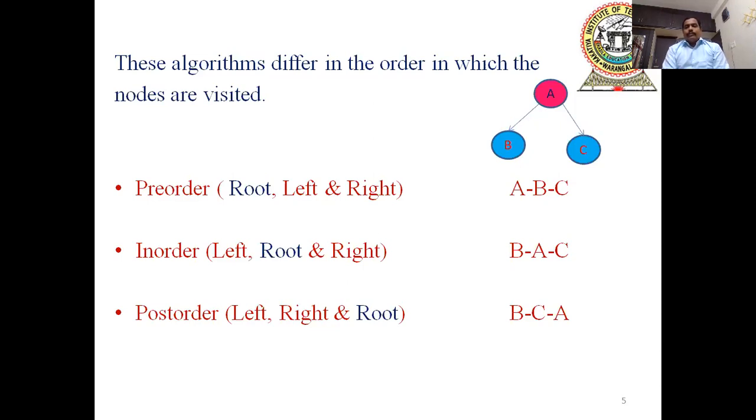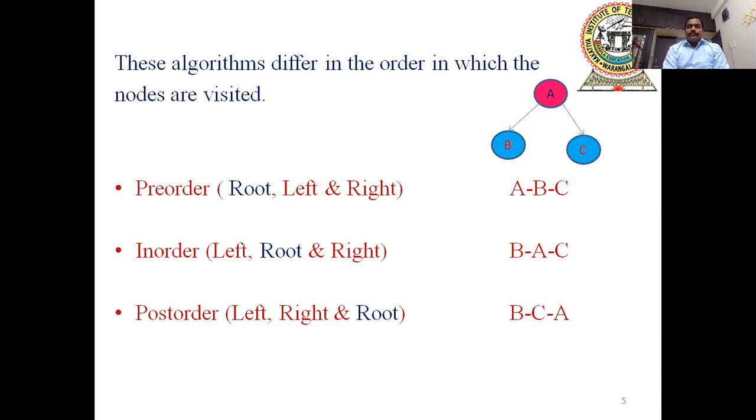For example, A is the root node, B is the left child, C is the right child. If we apply the pre-order technique, we first visit root node A, then left side B, then right side C. This is the pre-order technique.